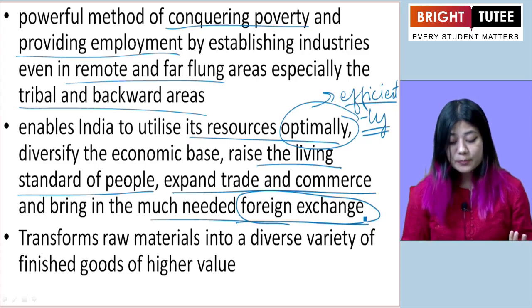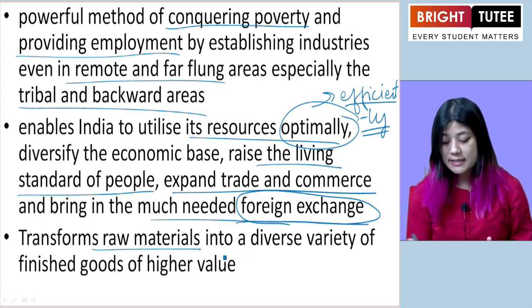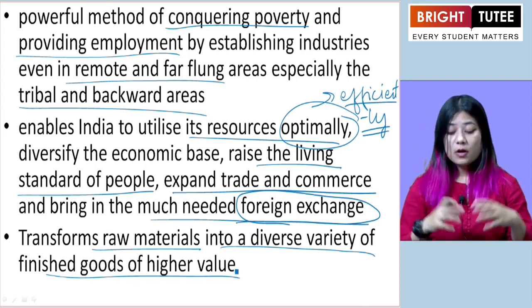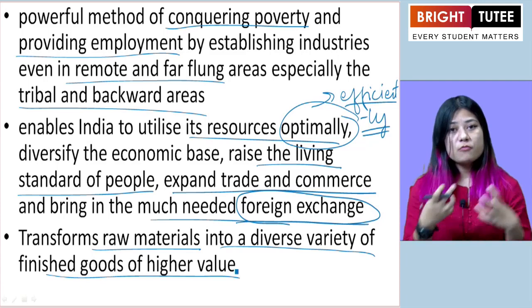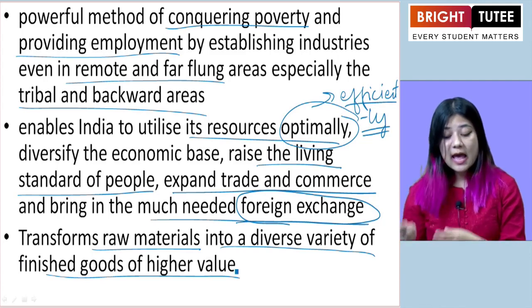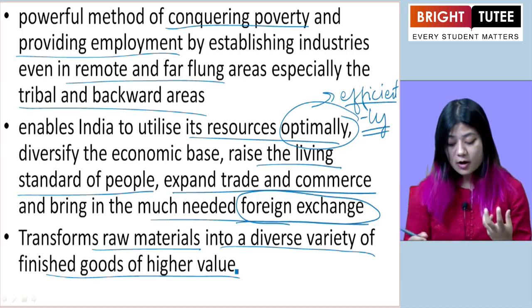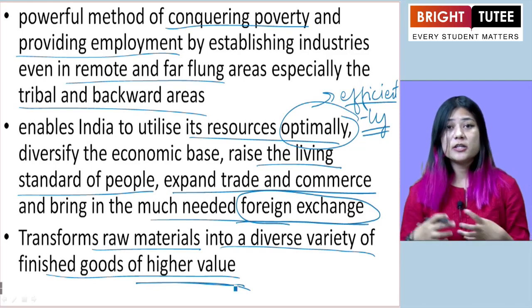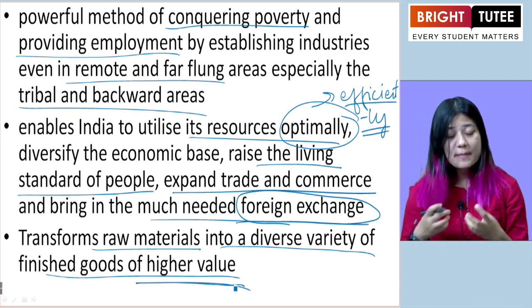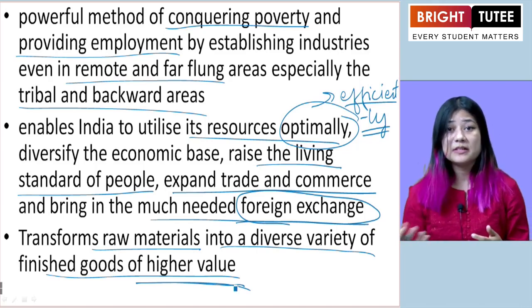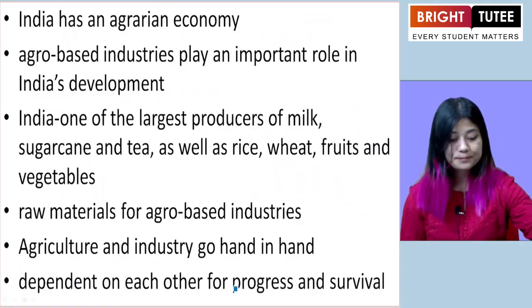Manufacturing industries help transform raw materials into a diverse variety of finished goods of higher value. So the industries use the raw materials and then manufacture, and as a result, finished products are produced. And these finished products are products of high value. This is what manufacturing industries do, and this is how they contribute to the economic development and growth of a nation.